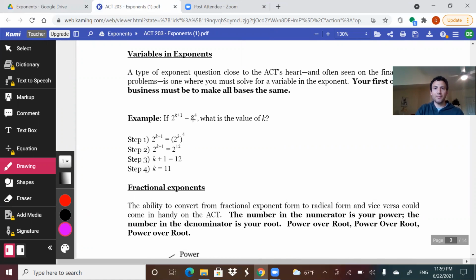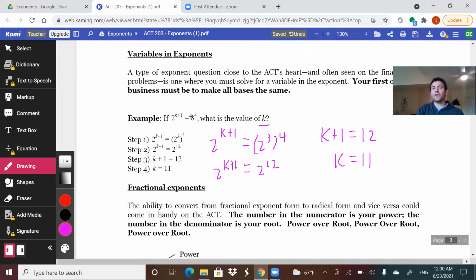But you need to make sure you have the same base, and then you can compare the tops and figure out what k is. So if you think about this one, it's 2k plus 1 equals, if we want the same bases, 8 becomes 2 to the 3rd to the 4th. Well, 2 to the k plus 1 is equal to 2 to the 12th. So now that the bases are the same, if they're equal to one another, then the exponents have to be the same. So k plus 1 equals 12, k equals 11. So whenever they want you to try to figure out an exponent in the indice, a variable in the indice spot or exponent spot, make sure the bases are the same, and then you can compare the tops.